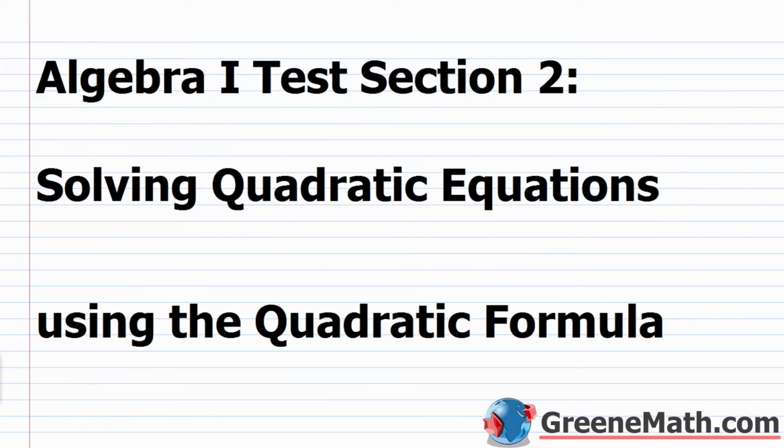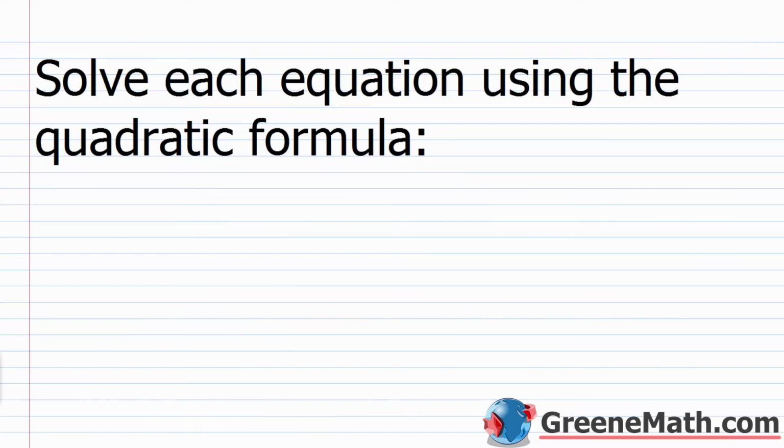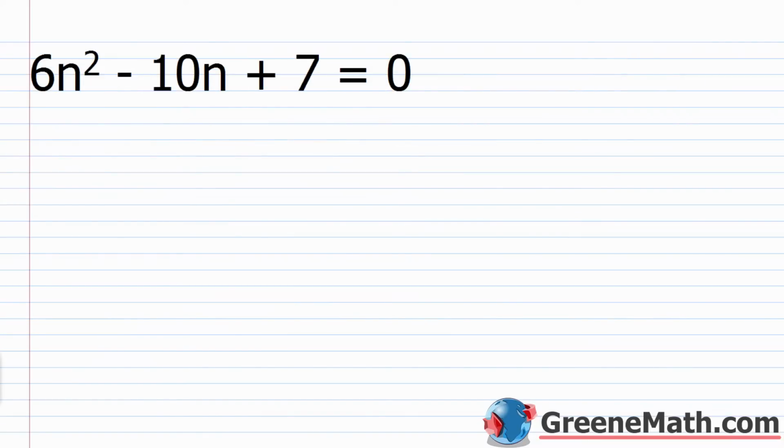Hello and welcome to Algebra 1 Test Section 2 on solving quadratic equations using the quadratic formula. All right, so we want to solve each equation using the quadratic formula. We're going to look at 6n squared minus 10n plus 7 equals 0.